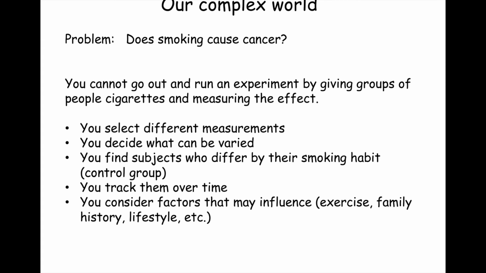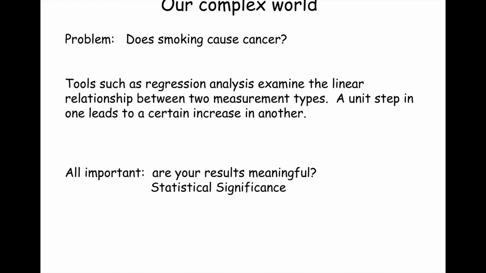So then you track them over time and you consider any factors that might influence what you're trying to measure and try as much as possible, as I said before, to keep them the same and only vary that factor of interest. All right. So what you do then, you have different tools of analyses, such as regression. And a regression analysis examines the linear relationship. There are other analyses that examine nonlinear relationships, but for now we're talking about linear because it's easy to explain at the outset without more tools.